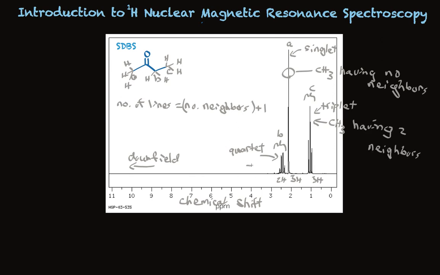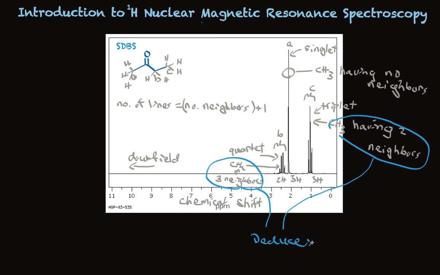Finally, this is a 2 hydrogen signal, so it's a CH2 group. And it's a 4-line pattern, meaning it has 3 neighbors, and the 3 neighbors must be, wouldn't you guess, a methyl group? So look what we can do. A CH2 group that has 3 neighbors, and a CH3 group that has 2 neighbors. We can put these 2 together and deduce the presence of an ethyl group.